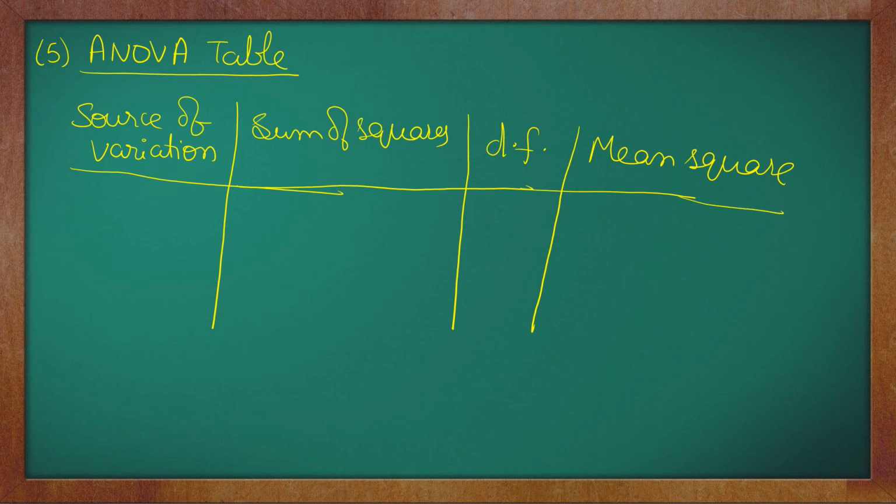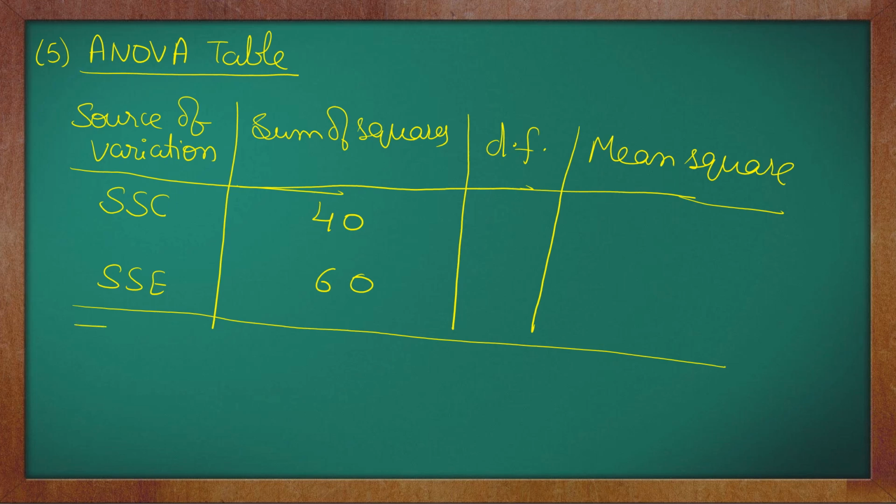Here I'll write SSC. SSC means between samples. SSE means within samples. The sums of squares I have already calculated. What is the SSC value? 40. What is the SSE value? 60. We calculated these in the third and fourth steps. Here I'll write total: 40 plus 60, 100. What is the first degree of freedom? 2, which is given in the question. 12. Total is 14.